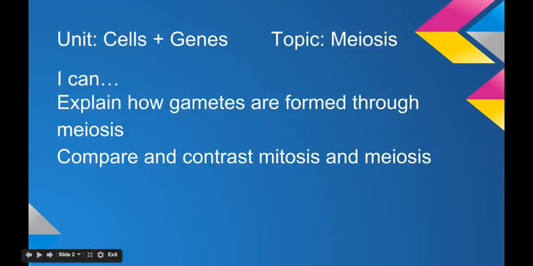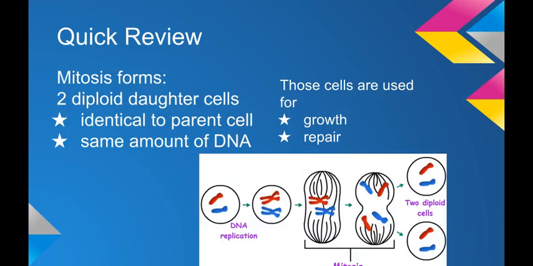Good morning, juniors. Today we are going to talk about another type of cell division called meiosis. Our objectives for today: I can explain how gametes are formed through meiosis, and I can compare and contrast mitosis and meiosis.